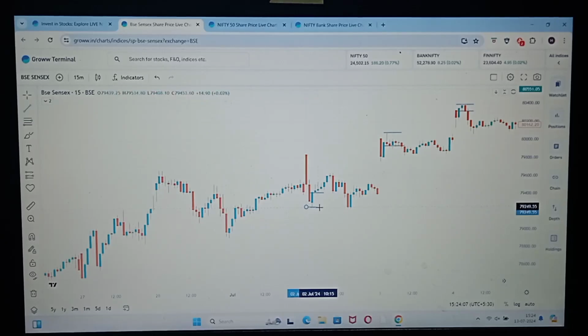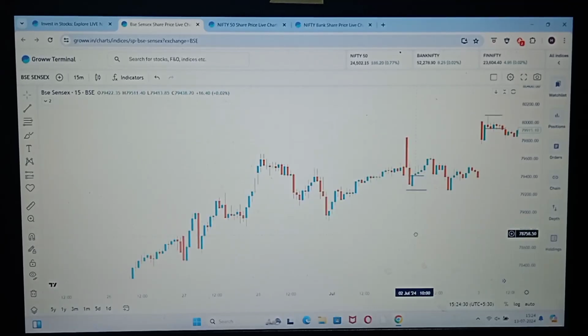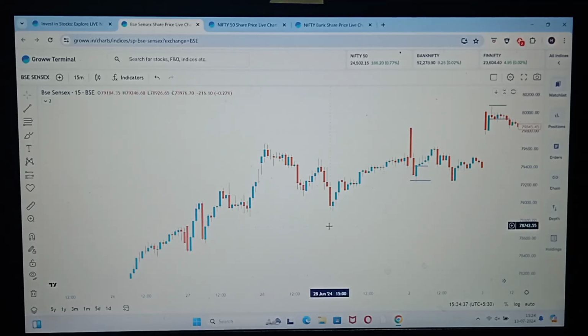Again on 2nd of July, I'm marking the high and low. So you can see on 2nd of July at 10 AM we got a trade at 79,420 mark. 1 2 3 4 5 6 candles. So it broke the high of 9:45 candle, and around 300 points we got.